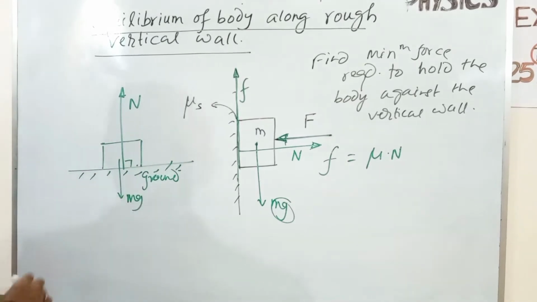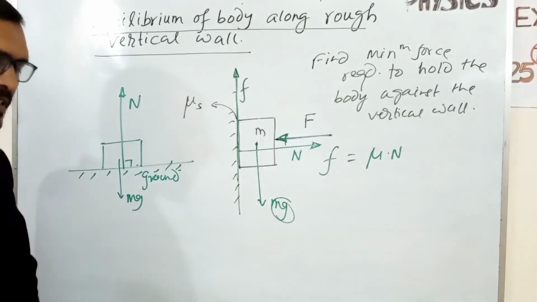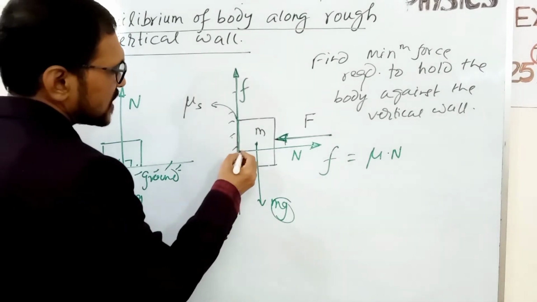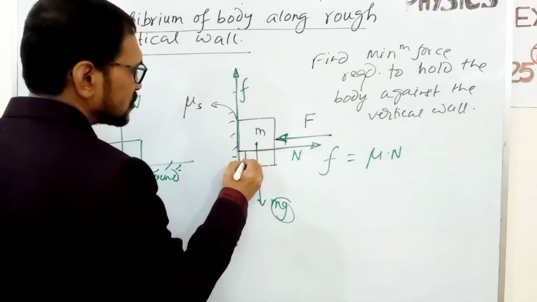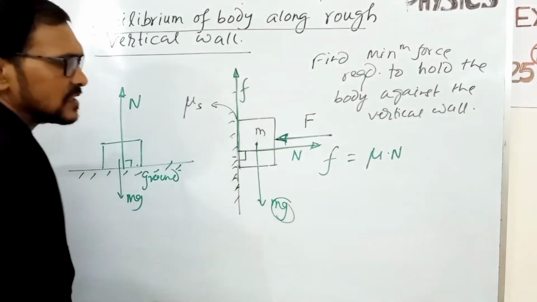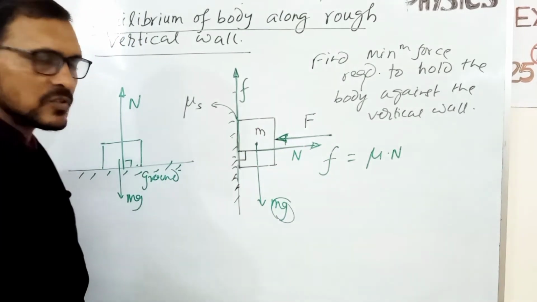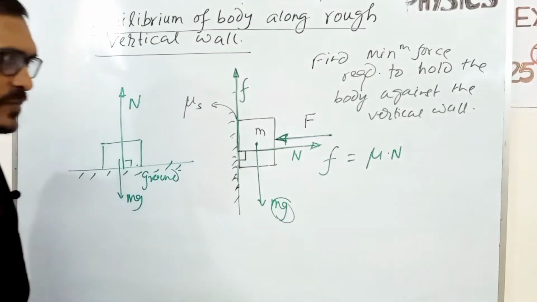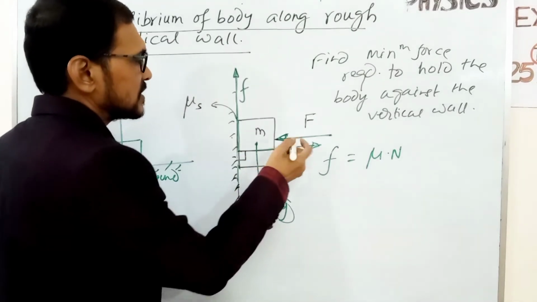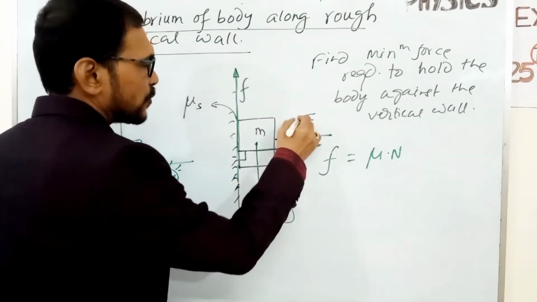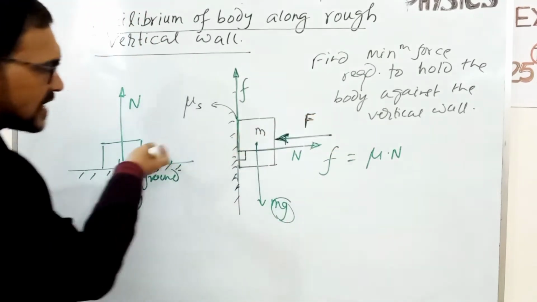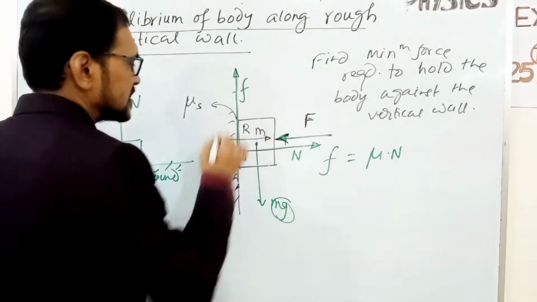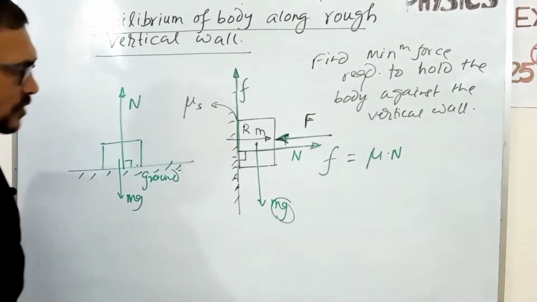But here the body is placed along the vertical wall. So what is the normal direction? The normal direction will be normal to the surface, so this is the normal direction. Now this force cannot be equal to mg because they act in two different directions. So what is N? For N to be produced, a force is required to act along this direction, such that, from Newton's third law, the normal reaction is developed at this contact surface.